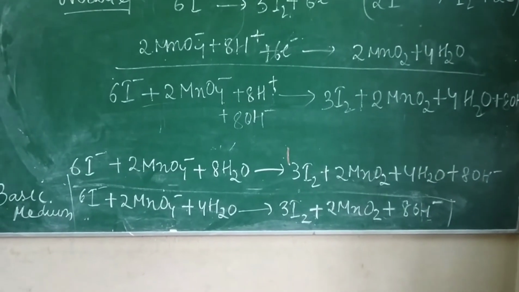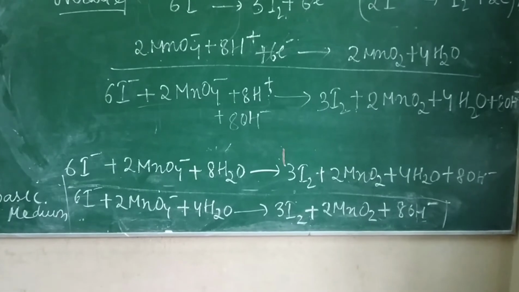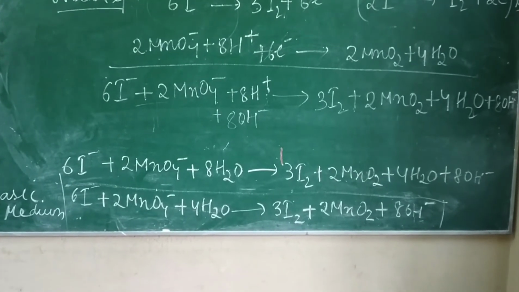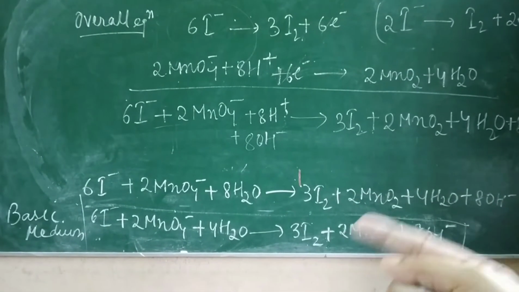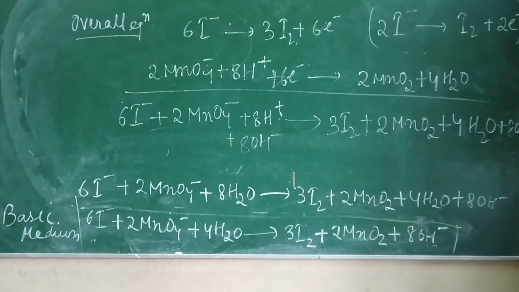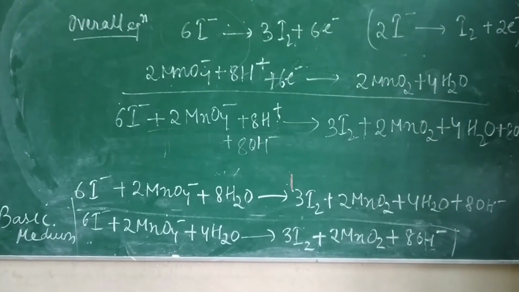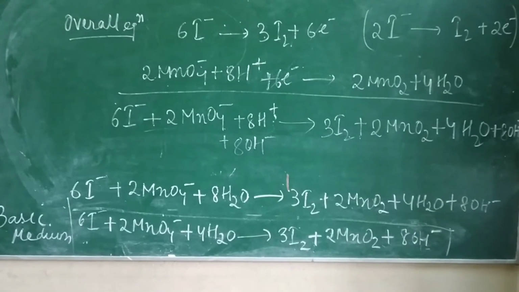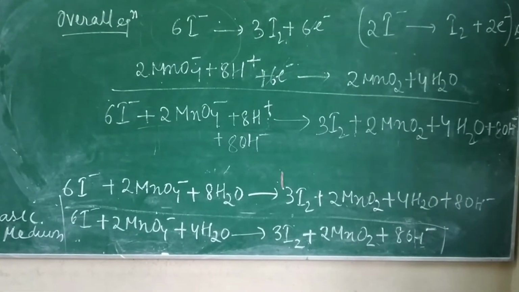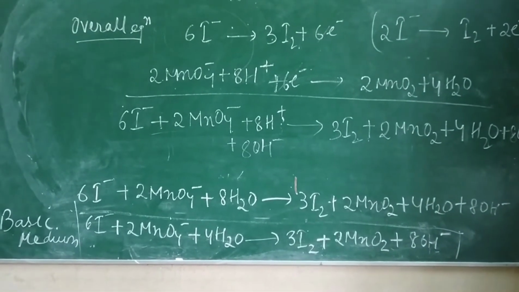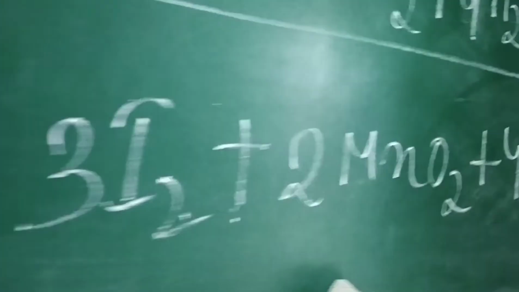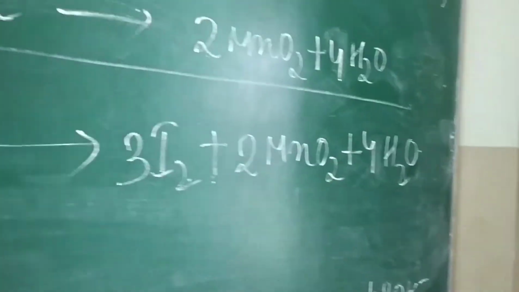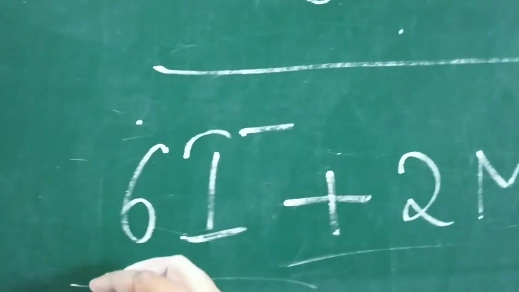So if in the question it is mentioned that the chemical reaction is taking place in the basic medium, then you will do these 2 extra steps. But if in the question it is mentioned that the chemical reaction is taking place in the acidic medium, then we will not do these extra steps and we will write the answer up to this. We will not add OH minus ions on both sides. So the initial answer that we got, this answer is in the acidic medium.